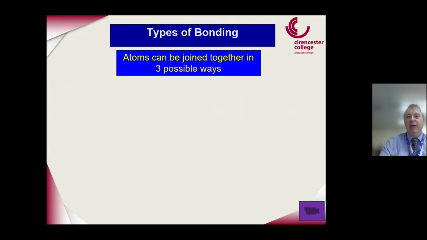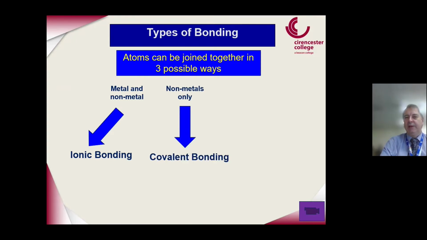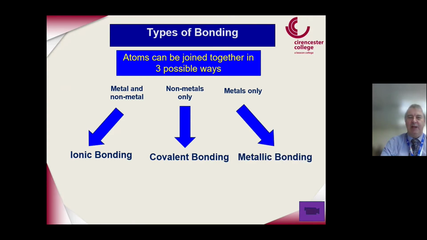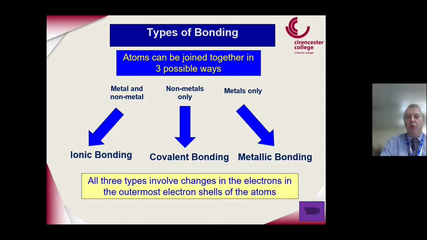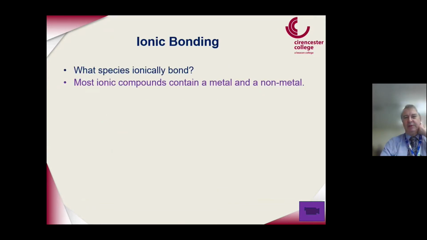Okay, so the types of bonding. Atoms can be joined in 3 possible ways: metal and non-metal, which is going to give us ionic bonding. Non-metals only will give us covalent bonding, and if we have metals only, we have metallic bonding. All 3 are going to involve the outermost electron shells of the atoms, and we can think of it as the Bohr model rather than the SPDF, although later we will be writing out SPDF for the electrons to see what happens.